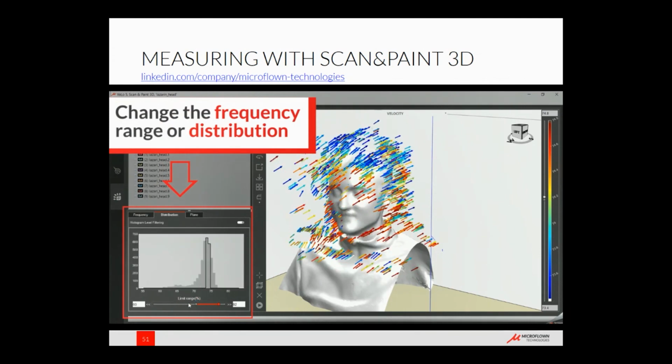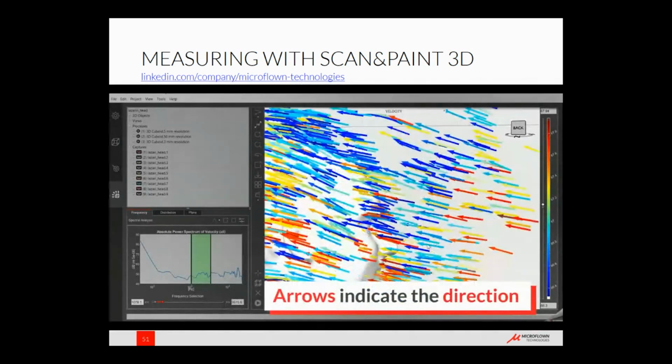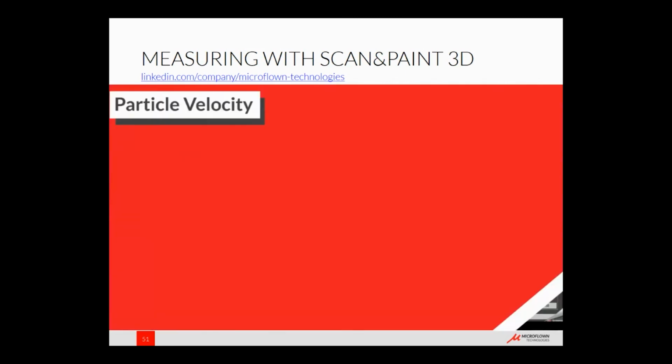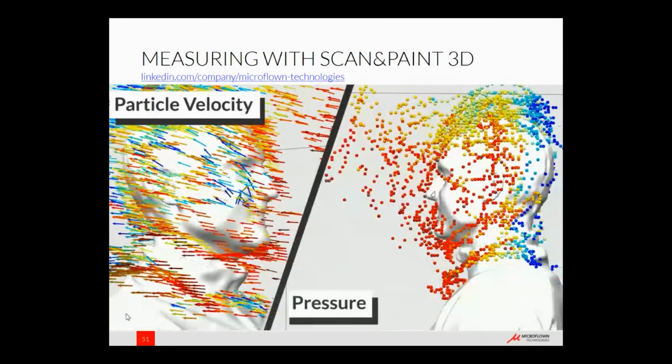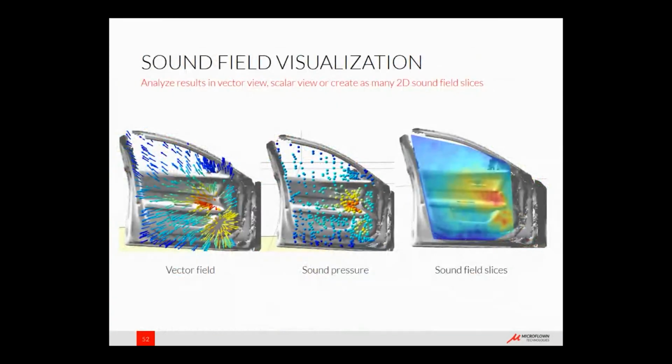in this case, the sound diffraction around the human head, and nicely see not only amplitude but also direction of the sound based on particle velocity, sound pressure, or sound intensity. So it can be a vector field, or sound pressure, which is in this case bulbs because it doesn't have direction. But we can also create areas and interpolate the data into a 2D sound map, which in some cases can give you a clearer picture of what's going on.